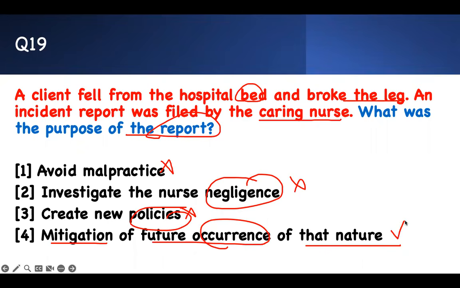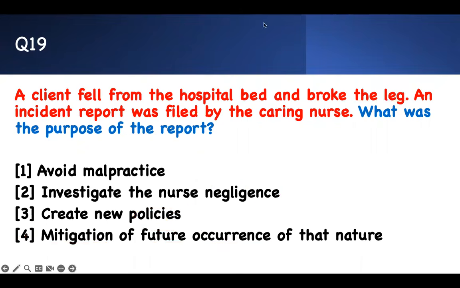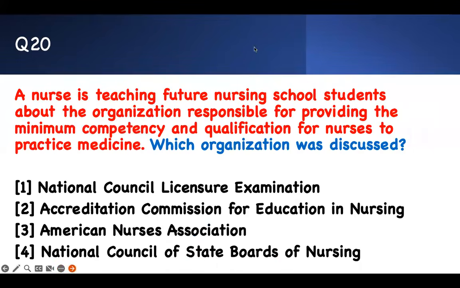This is what all the topics we did cover. I just want to let you review it because this is how they can trap you. The main thing was to prevent future occurrence. We can make policies without somebody falling. We are not trying to investigate their negligence. We want to prevent future occurrence. That is the key. Number 20.